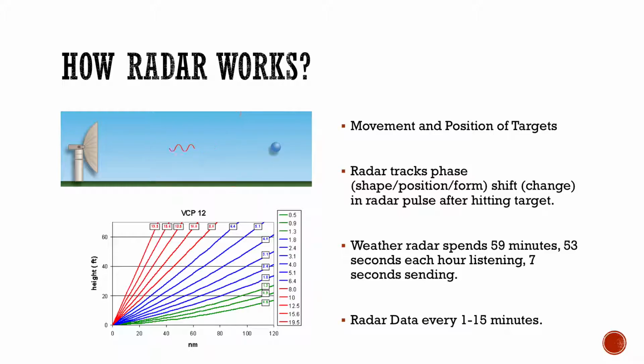Radar data, depending on what volume coverage pattern it's in and depending on whether it's looking at precipitation or something we call clear air, comes every 1 minute to every 15 minutes.